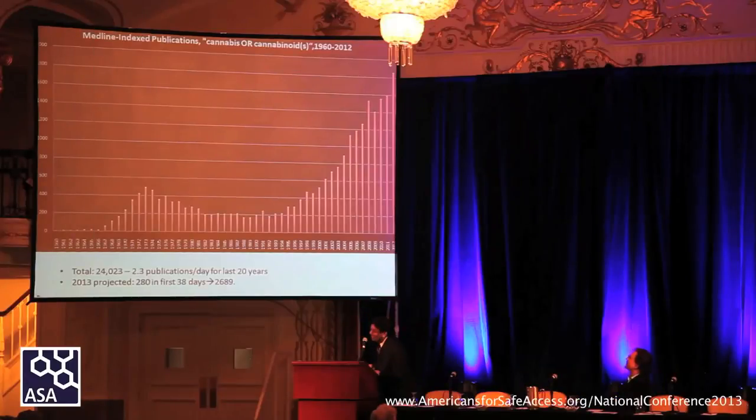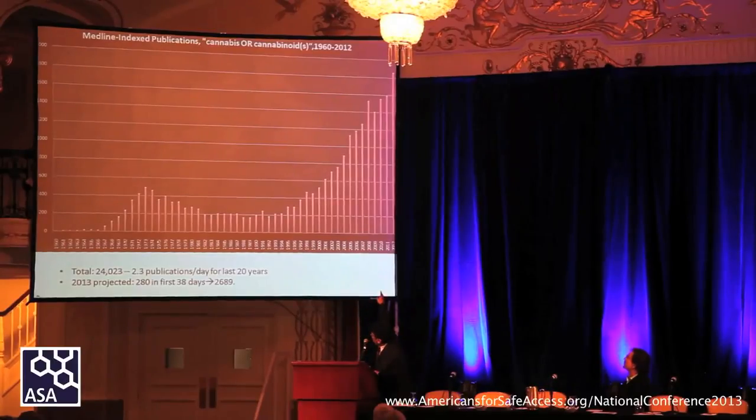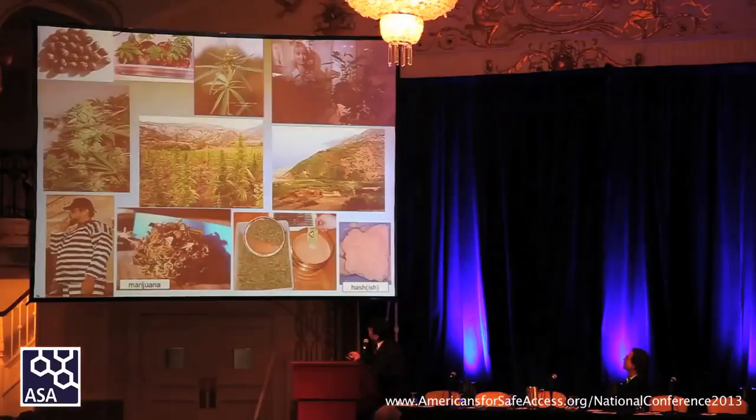This is the data. So then essentially that's 2.3 publications a day for the last 20 years if you wanted to do that out. That's 24,000, and then in 2013 it's projected to be 2,689 based on where we're at now per year. This is what's going on.